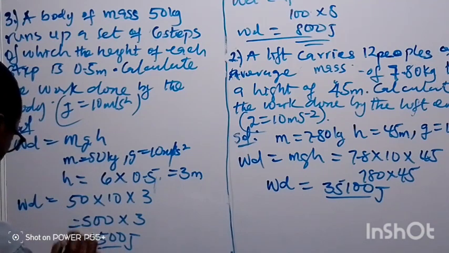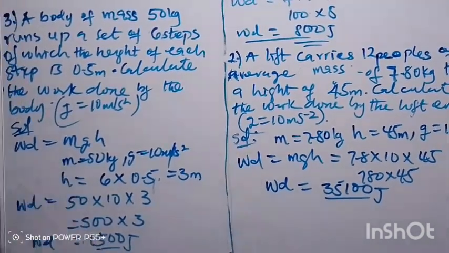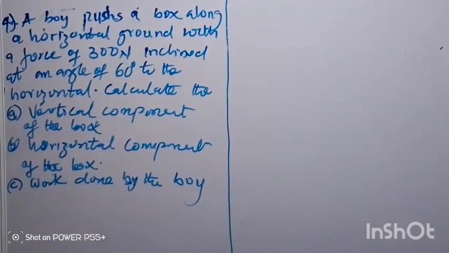So the work done by the body will be equal to 1,500 joules. Let's take this one as example 4.